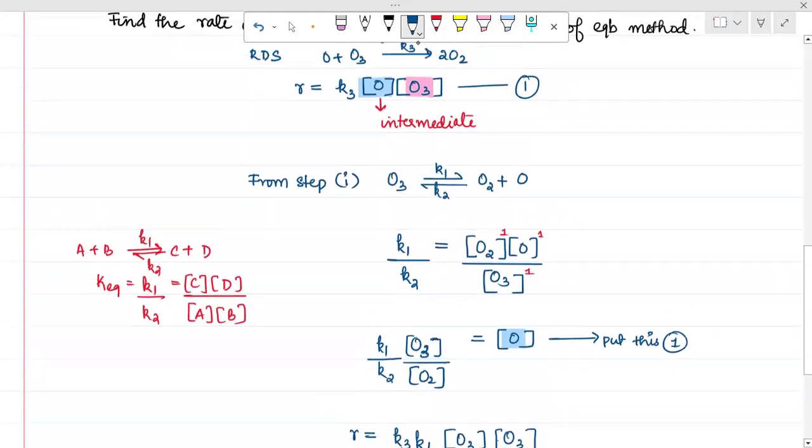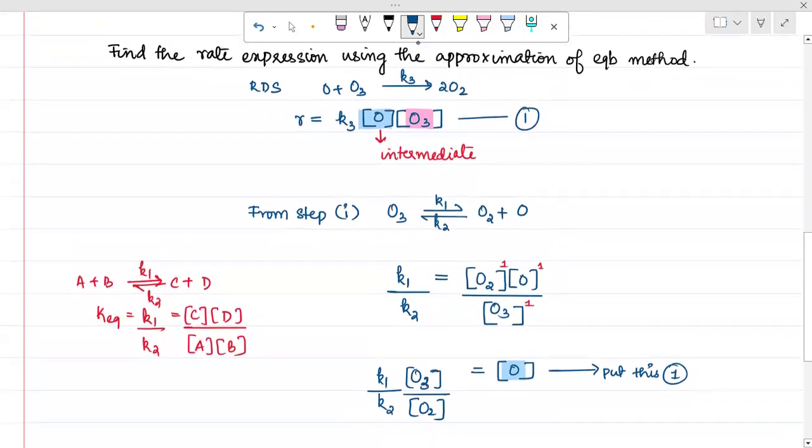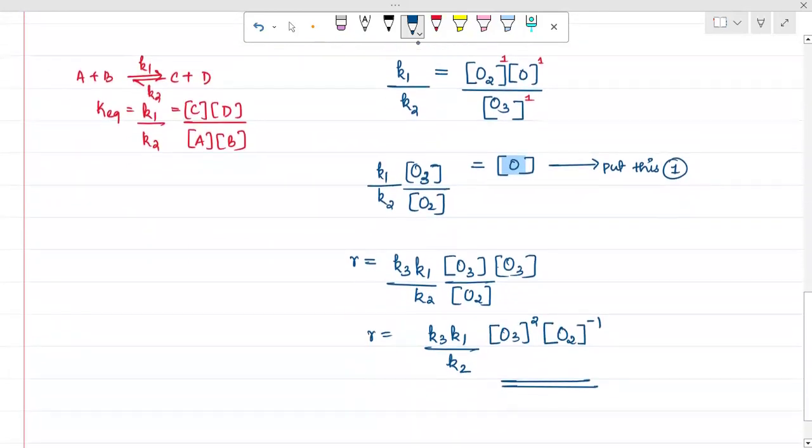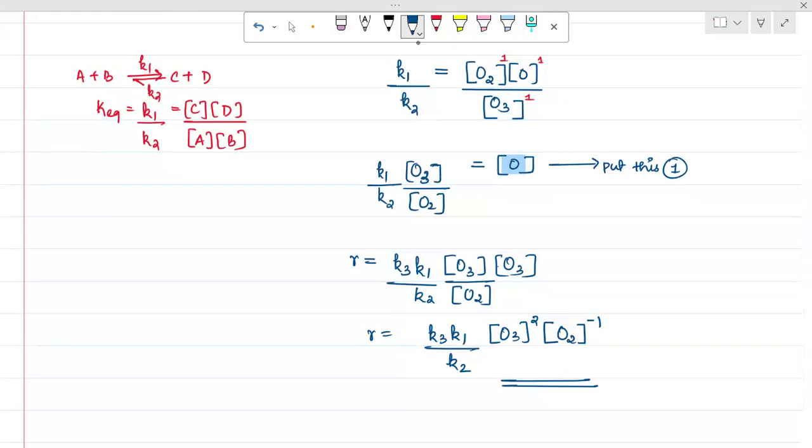Very easy. You wrote the rate expression using the slowest step. There was an intermediate. We need to remove that intermediate using equilibrium coefficient, and you just put it over here. That's it. Very easy. You will get more questions in the assignment.